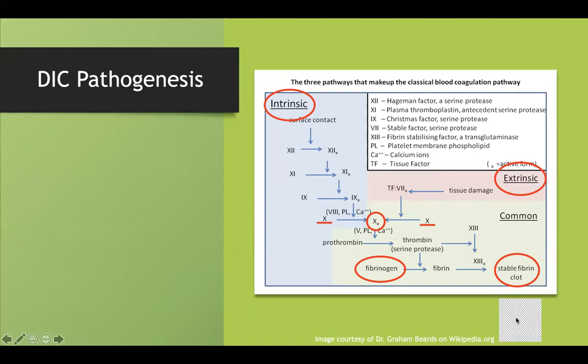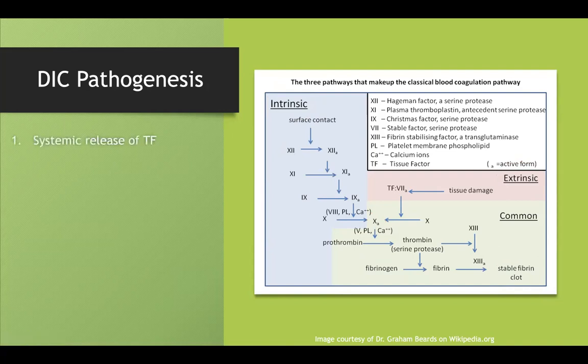And fibrin kind of looks like a fishnet. It's a very nice mesh, so I always think of it as the fibrin fishnet. That's all this clotting cascade does. It's really designed to give you this nice stable fibrin fishnet mesh. Let's take a step back and see what happens in DIC.